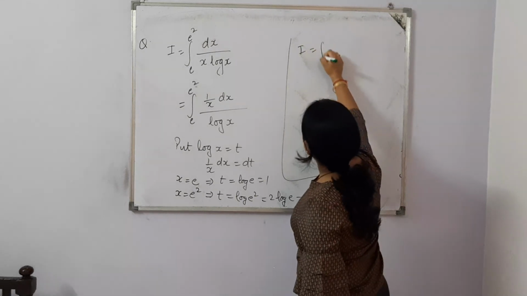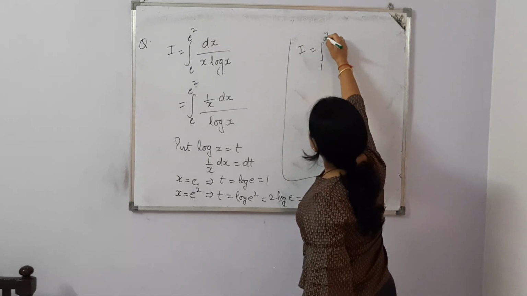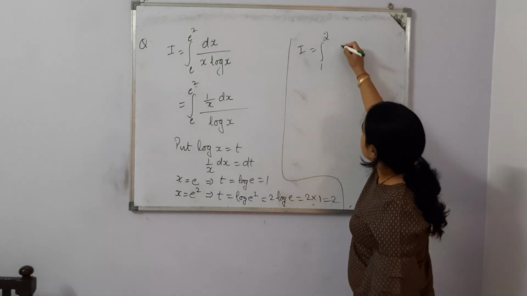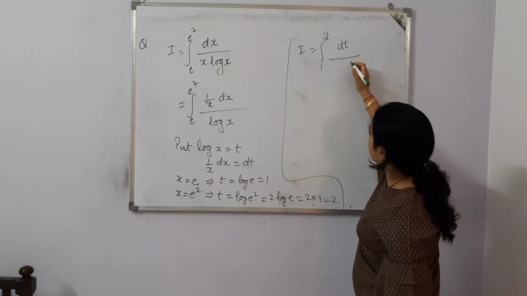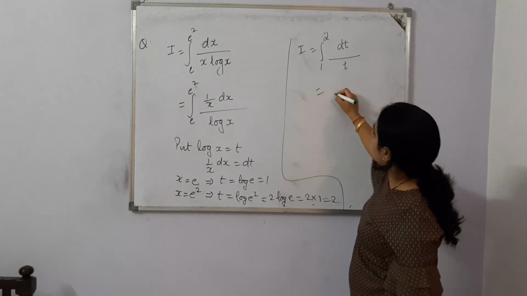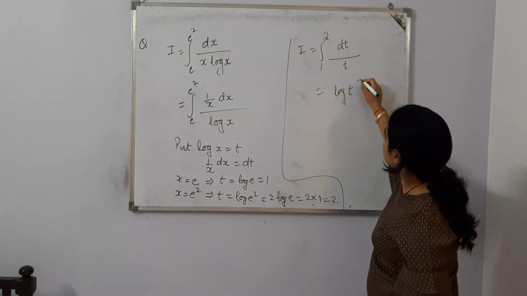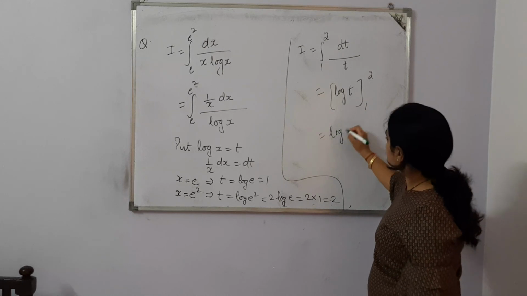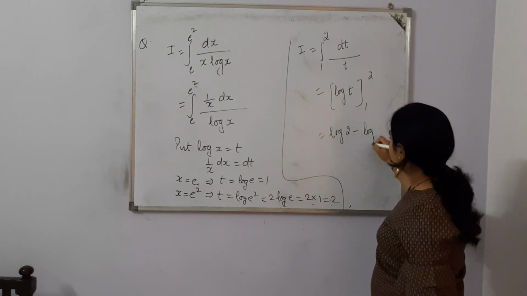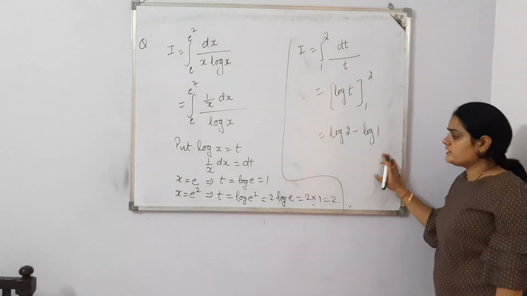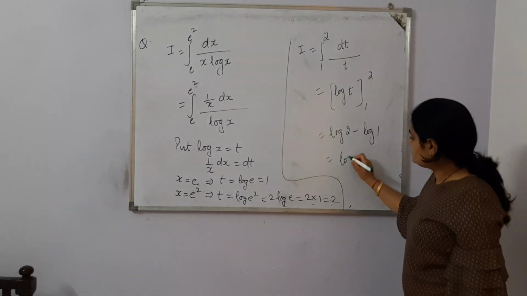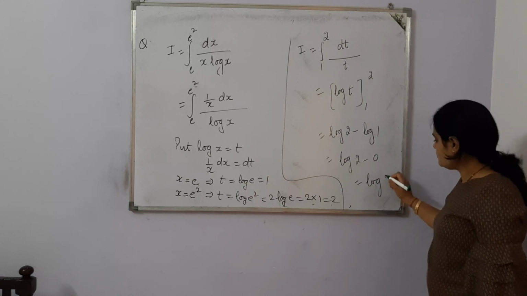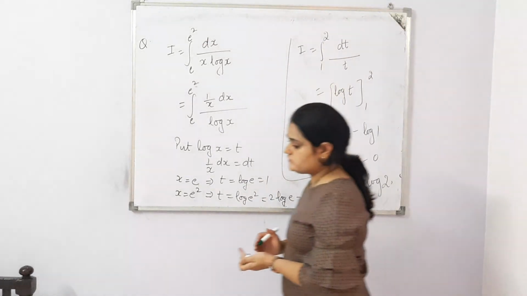I is equal to the integral from 1 to 2 of 1 by x dx, which is dt, upon log x, which is t. Now 1 by t, its integration is log of t from 1 to 2, which is log of 2 minus log of 1. And we know log 1 is 0. So log 2 minus 0 is log 2. Hope the questions are clear.